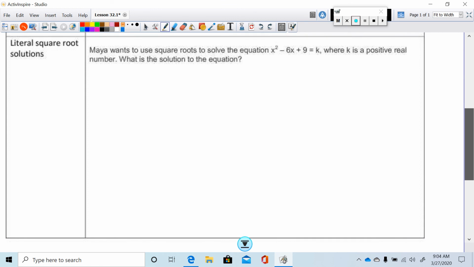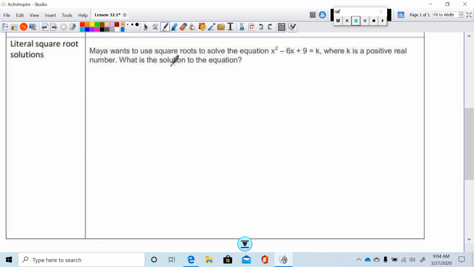Maya wants to use square roots to solve the equation x squared minus 6x plus 9 equals k. Where k is a positive real number, what is the solution to the equation? Well, in front of your equal sign, it's a perfect square trinomial again, so that's x, you bring down the minus, the square root of 9 is 3 squared equals k. You solve it just like we've been solving it, you're just going to leave k in your answer.